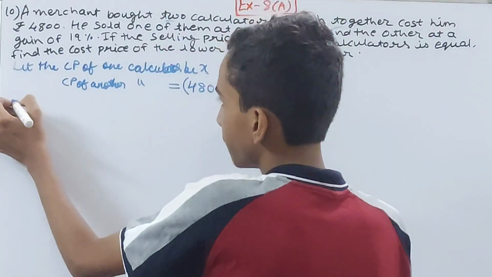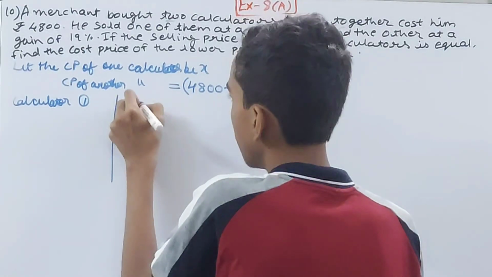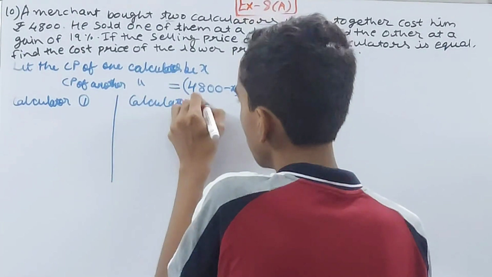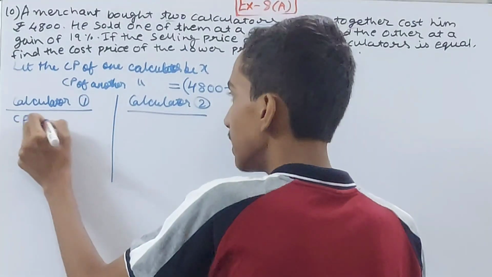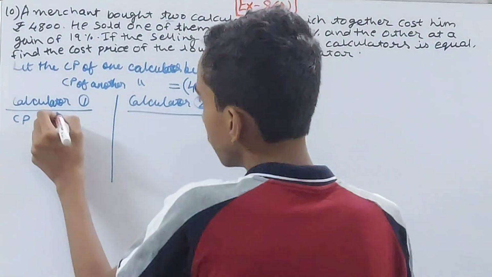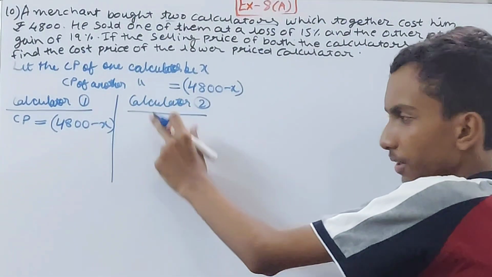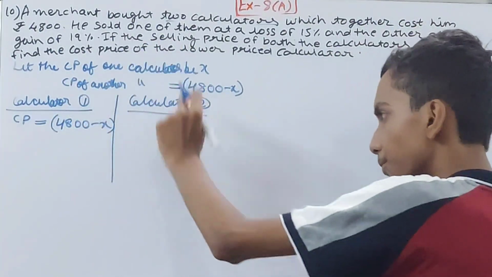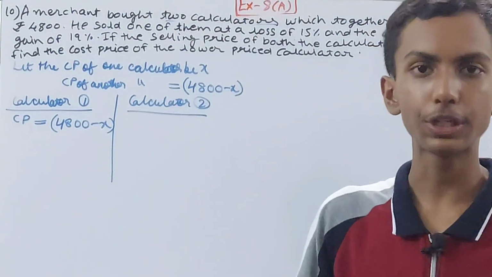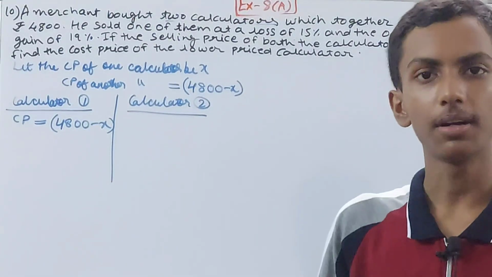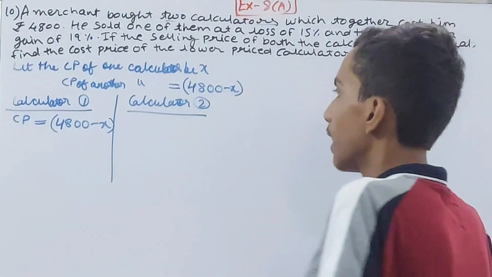Now look here, we have calculator 1, let's say, and calculator 2, let's say. It does not matter, you can give this cost price to this calculator and this cost price to that calculator. You can write X here and 4,800 minus X there, or you can change the order, but the terms should not change. One should be X, the other should be 4,800 minus X, because right now we are not aware which is greater or which is smaller. That's why you can give any value to the cost price of any calculator.